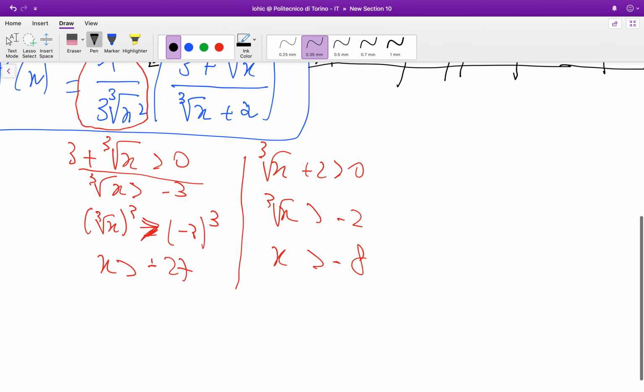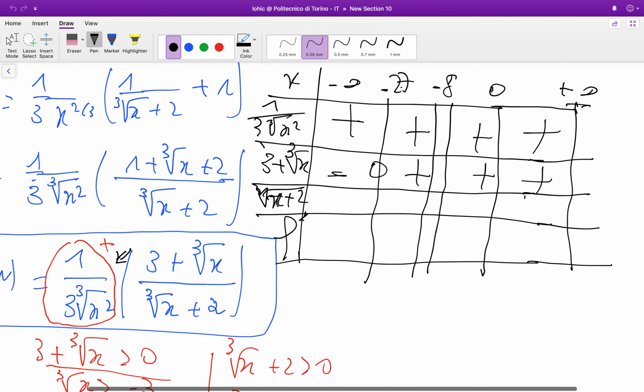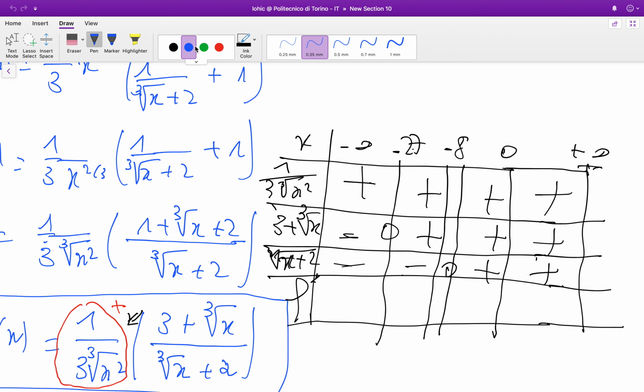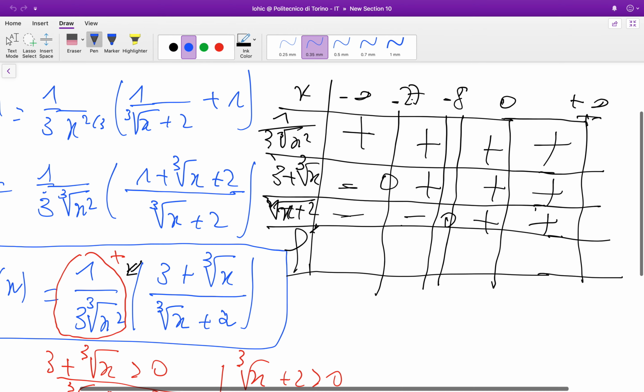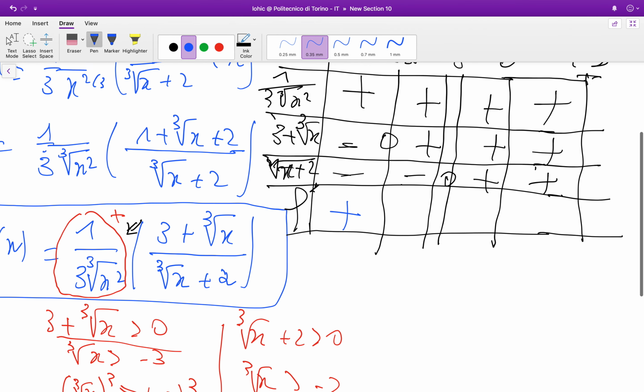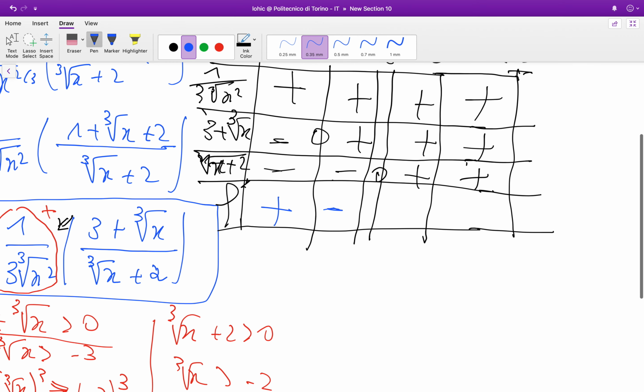This happened the same for this guy. When x is greater than minus 8 it becomes positive. So minus 8 is here, so we get negative, negative, then positive. At the end the derivative is negative, so plus times minus gives you plus, here minus, here plus, and here plus.